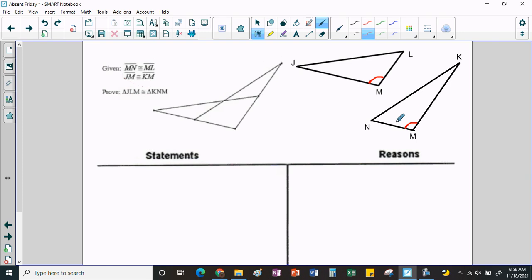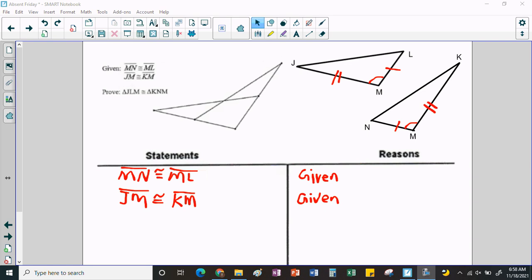It says MN is congruent to ML, so this segment is congruent to this segment. And JM is congruent to KM, so this side is congruent to this side. We should easily be able to tell that the two triangles are congruent by side angle side. Take a moment, pause the video, see if you can write out the proof for this.